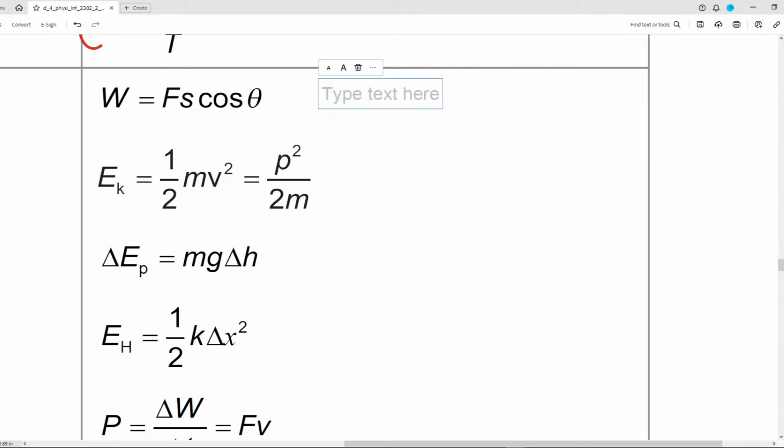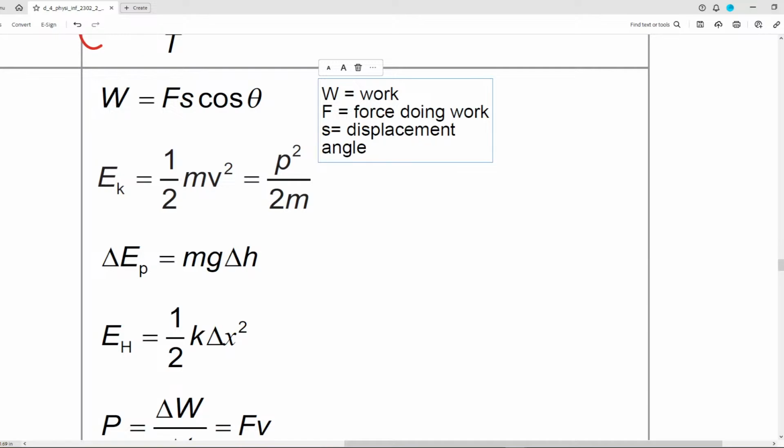W is work. F is the force doing that work. S here is displacement. And zeta here, the angle, is between the force and displacement direction.